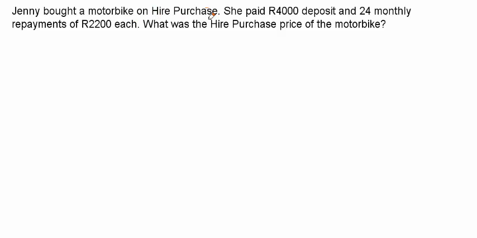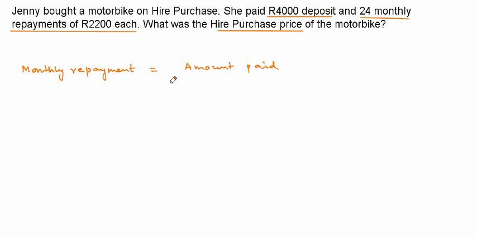Jenny bought a motorbike on hire purchase. She paid 4,000 Rand deposit and 24 monthly repayments of 2,200 Rand each. What was the hire purchase price of the motorbike? If you think about the monthly repayment formula, it's given as monthly repayment is equal to the amount paid divided by the number of months. We know that this monthly repayment amount is 2,200 every month. So this is 2200. Number of months is 24. So this is 24. We can easily find the amount paid by multiplying this with this.